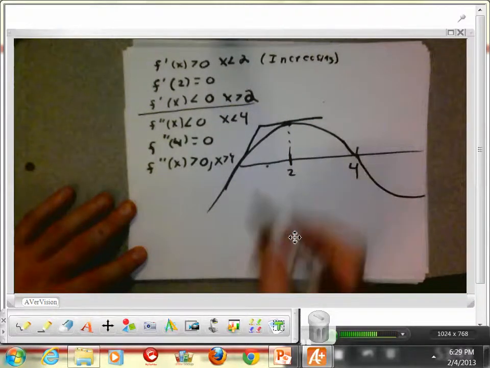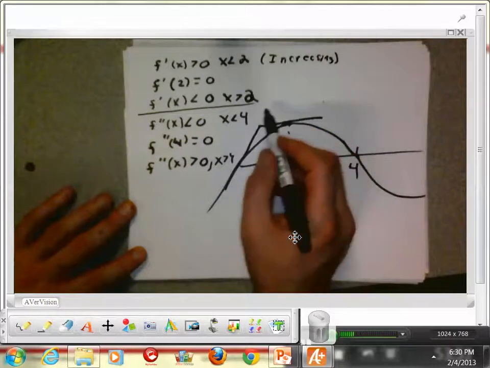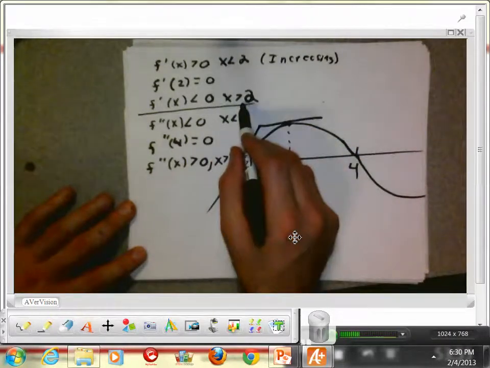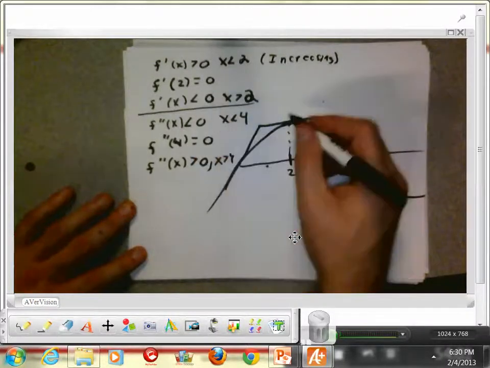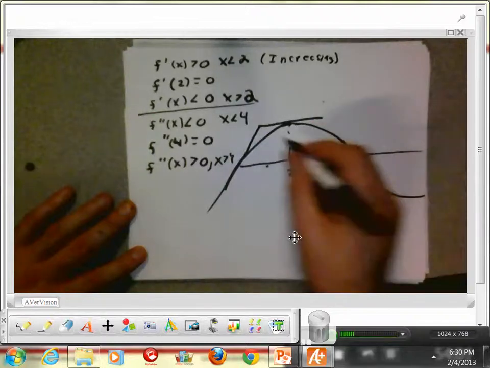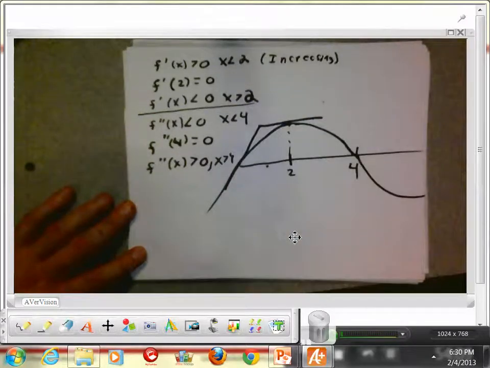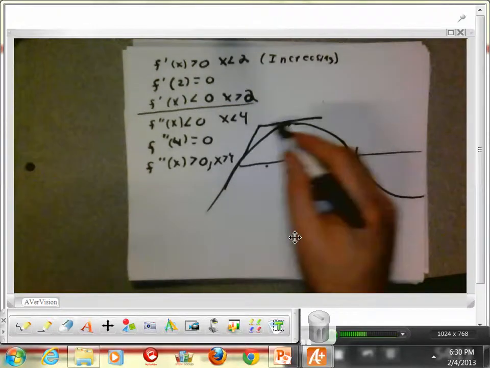If x is greater than 2, that means f prime of x is less than 0. Is the function decreasing? Right? Forever and ever, if we're greater than 2, we're always decreasing. So we have the first derivative right. We increase till we get to 2, we level off, and we decrease.